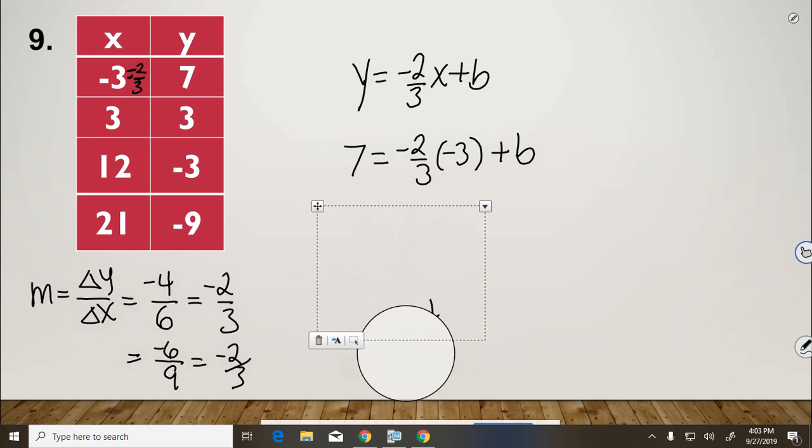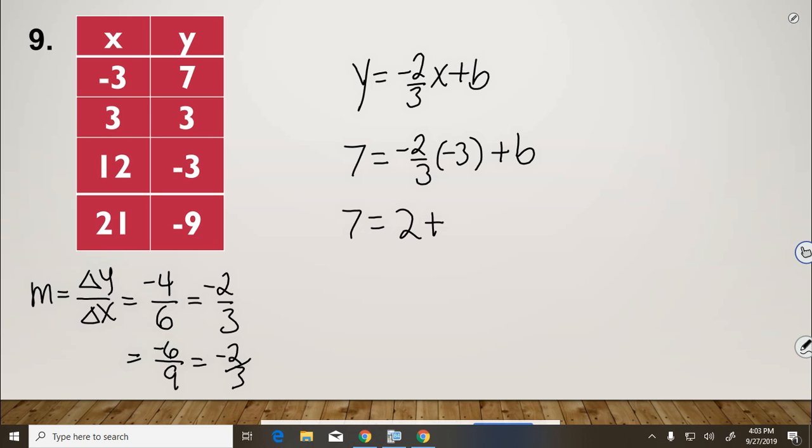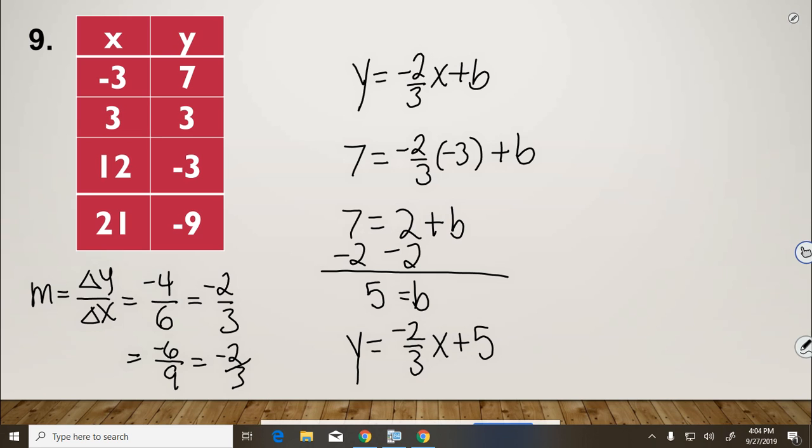Let's fix this up. So we've got 7 equals, and maybe you caught this without me, positive 2. Negative 3 divided by 3 is negative 1 times negative 2 is positive 2 plus b. So we subtract 2, and we get b equals 5. So our equation should be negative 2/3 x plus 5. See, sometimes the teacher makes mistakes too. It's all good. Let's try that again.